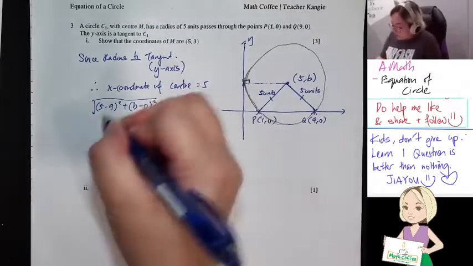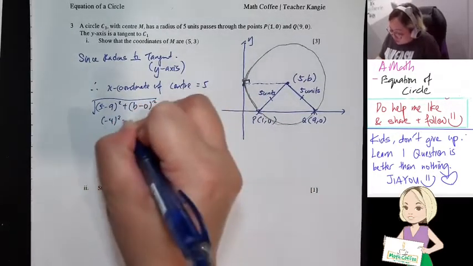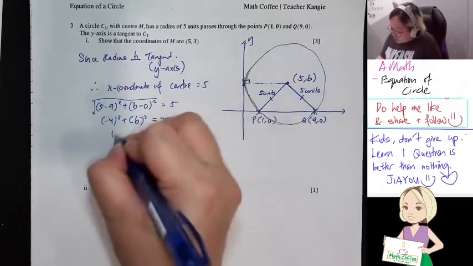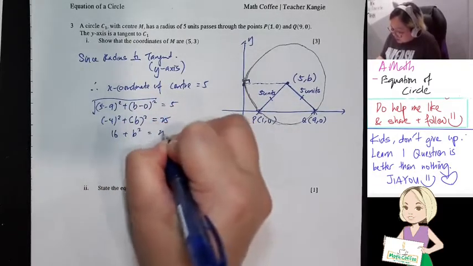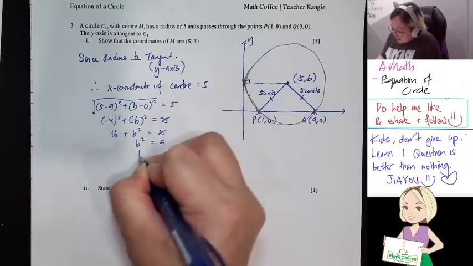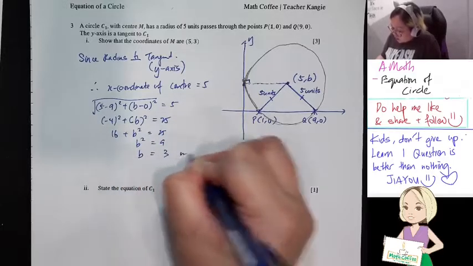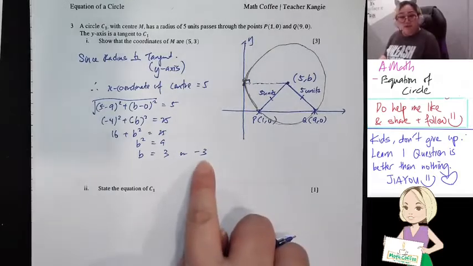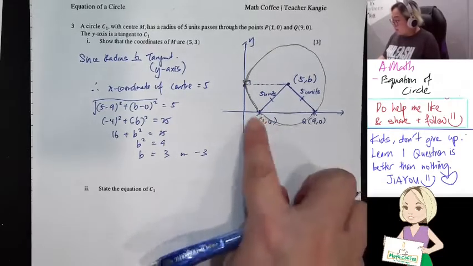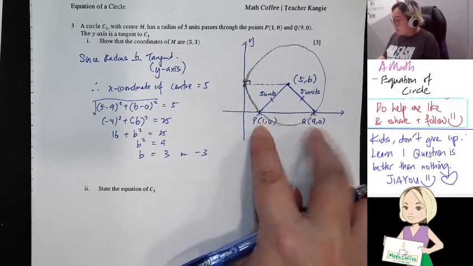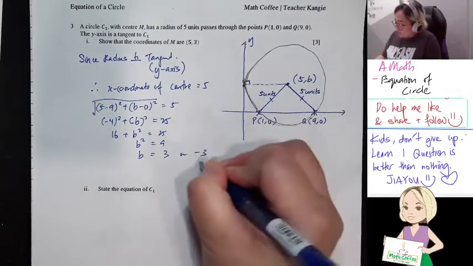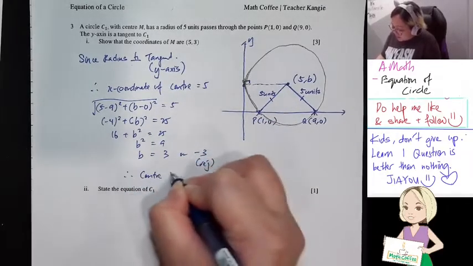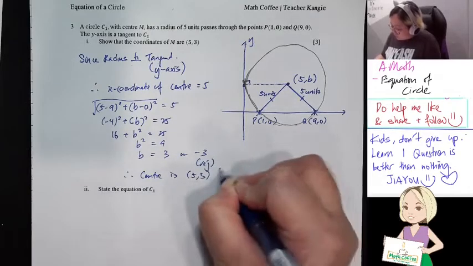Square both sides. So I will have (minus 4) squared plus b squared equals 25. So 16 plus b squared equals 25. b squared equals 9. b equals 3 or negative 3. And I will reject the negative 3. Why? Because I already know my center is between the x-axis and the point, so it must be positive. So this one is rejected. Therefore, the center is (5, 3). Shown.